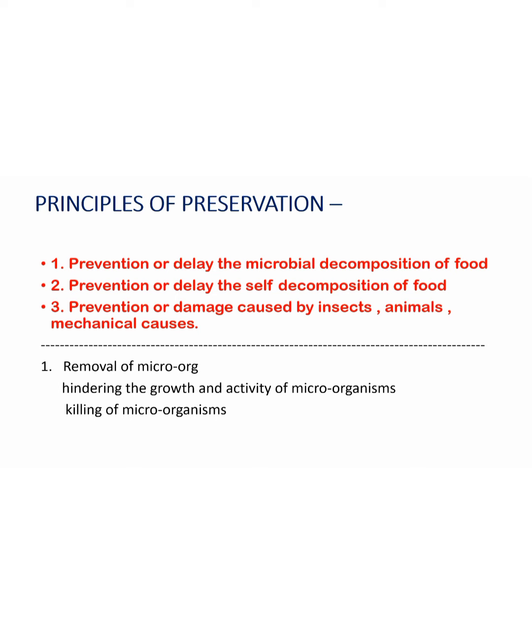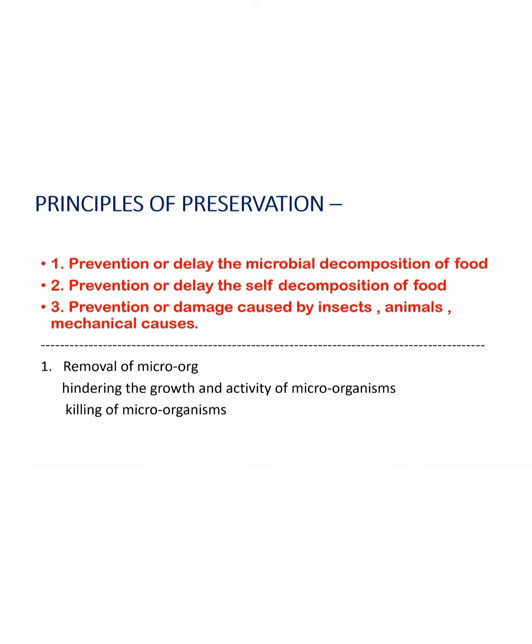Third is prevention of damage to the food caused by insects, animals and mechanical issues. For example, rice bags, wheat bags which are stored in warehouses, if proper care is not taken, the rice bags might be affected by rodents and insects.